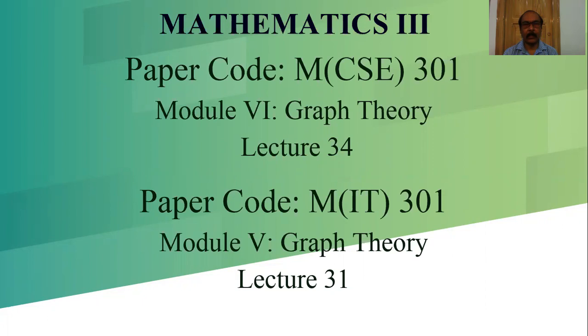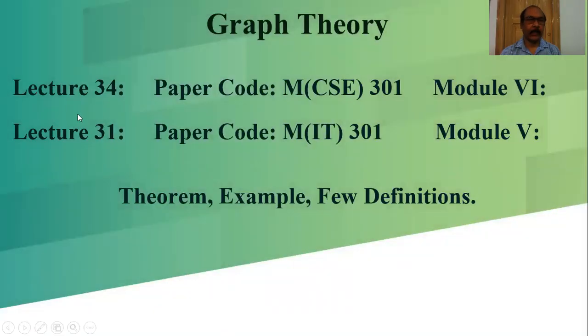Module 6 for Computer Science and Engineering, and module 5 for Information Technology. Module 6 and module 5 is graph theory. Lecture 34 for Computer Science and Engineering, and lecture 31 for Information Technology, MIT 301. Lecture 34, paper code MCSC 301, module 6. Lecture 31 for paper code MIT 301, module 5. Today's discussion is theorem, example, and a few definitions.